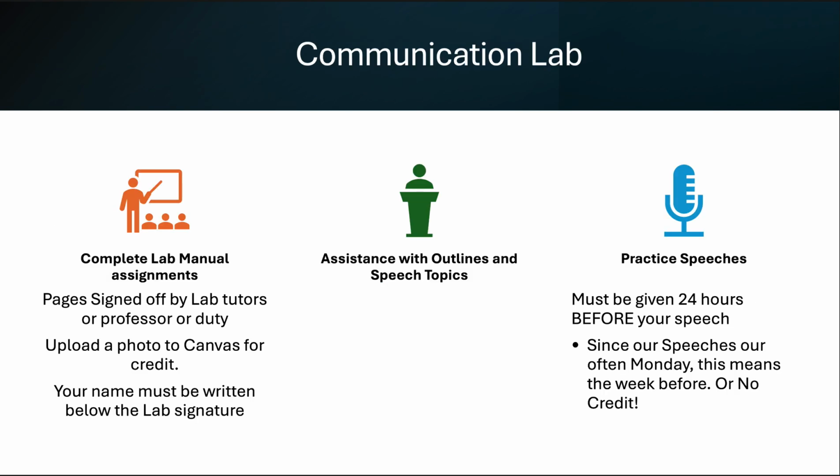Now, once you're in the lab, that's where you can complete all your lab manual assignments. You can work on your outlines there. And when you're done, you can have those pages signed off by lab tutors or professors on duty. Once they've signed it, you're going to take a picture of the lab page with the signature, your name, and the date on that piece of paper, as well as the page number, and upload it to Canvas for full points.